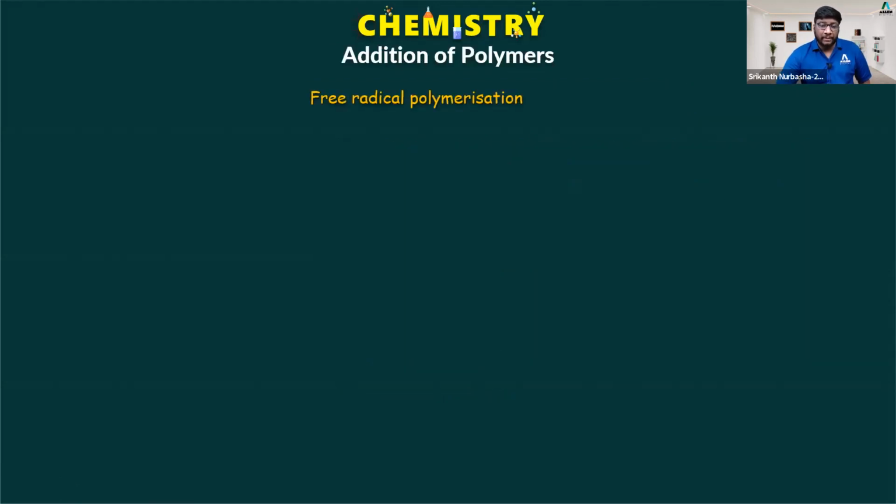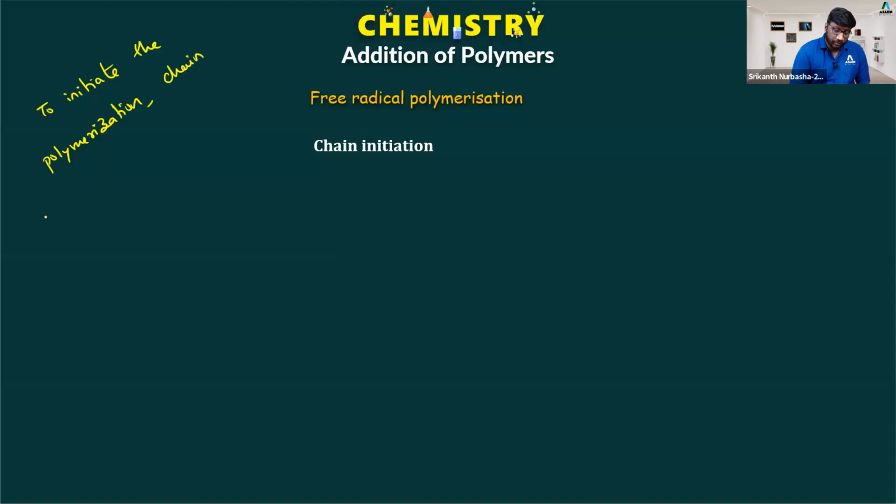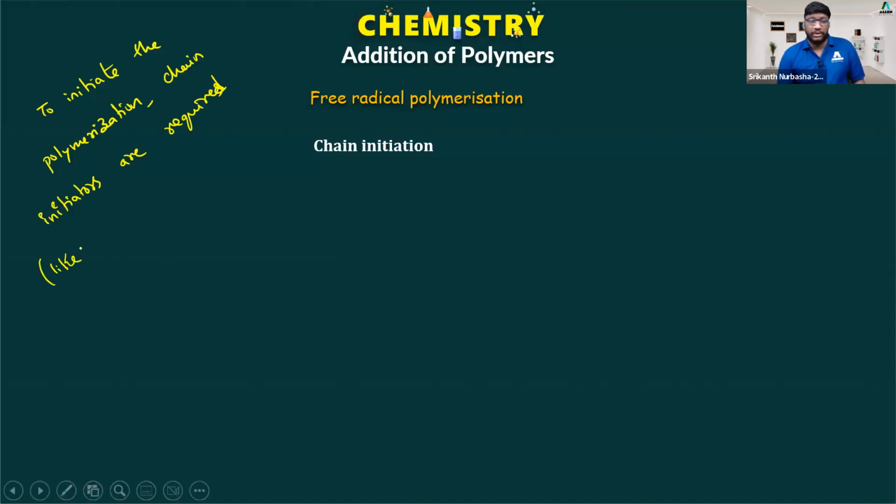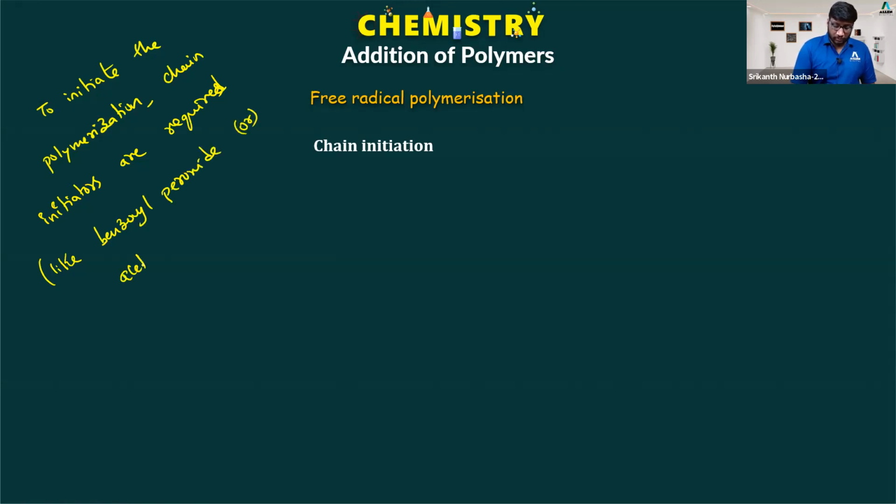Free radical polymerization. What happens in free radical polymerization? That is in the case of addition polymers. First, to initiate the reaction, chain initiators are required, like peroxides. To initiate the polymerization, chain initiators are required, like benzoyl peroxide or acetyl peroxide. They are useful for the chain initiation reaction.